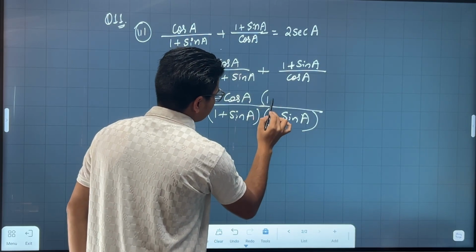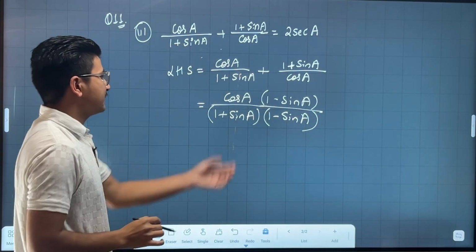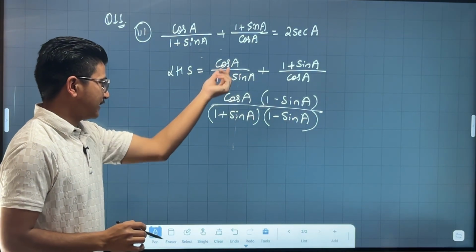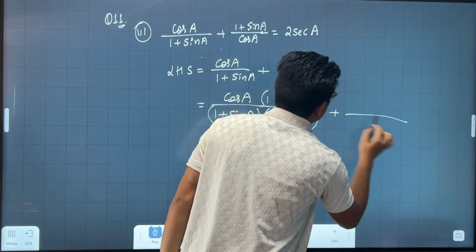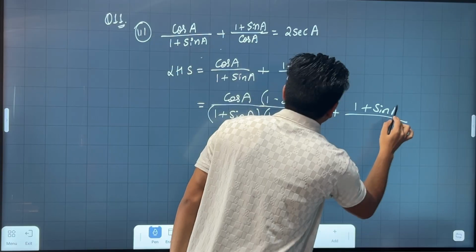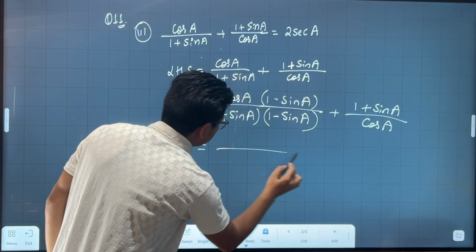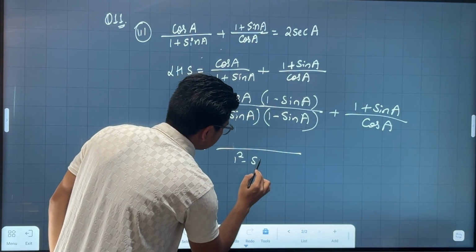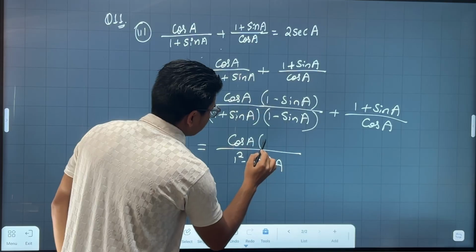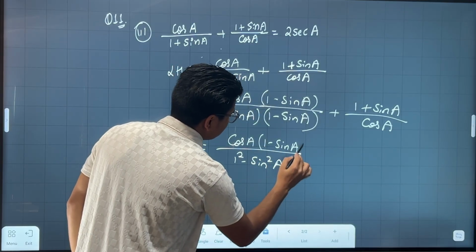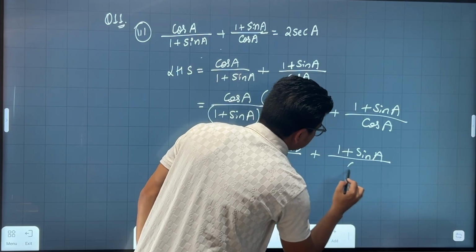Then upside also you will be multiplying with 1 minus sine a. If you cancel, then it will just remain the same like this, correct? Then plus 1 plus sine a divided by cos a. A plus b into a minus b can be written as a square minus b square, correct? Then we have cos a, and then 1 minus sine a.